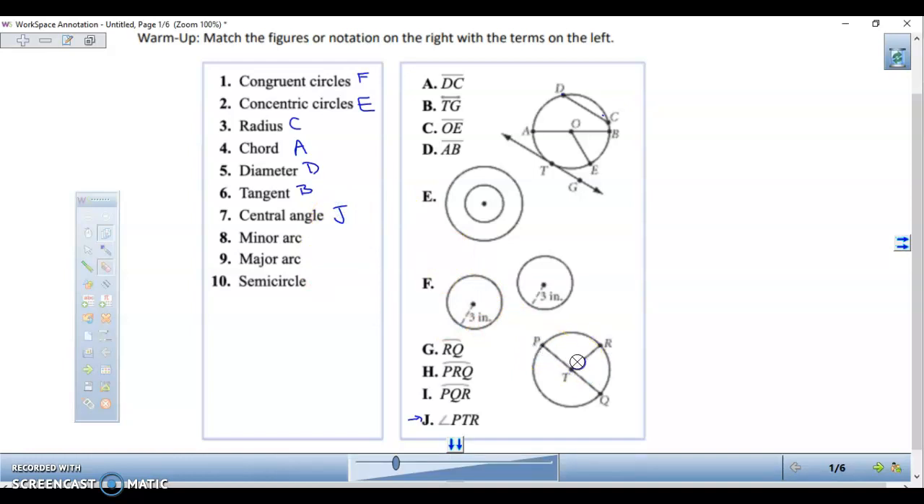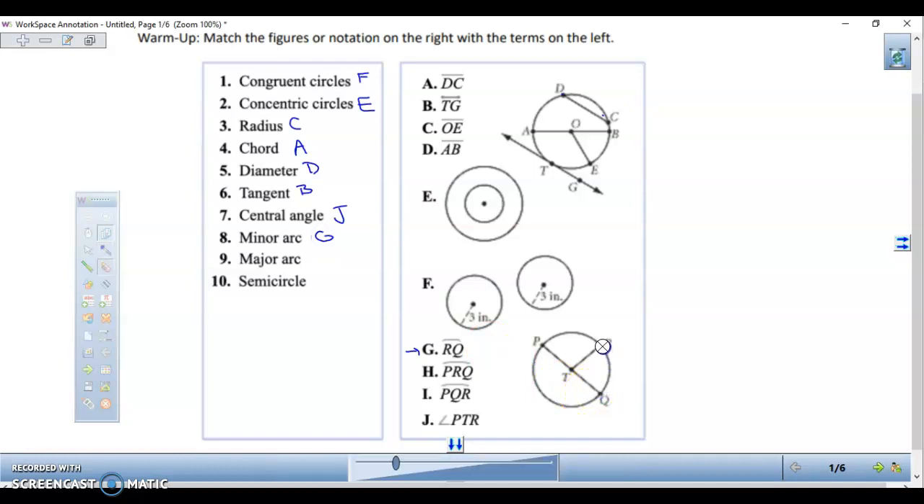All right, next is a minor arc. Again, we're very limited in our choices because by definition, a minor arc, in terms of how you name it, you only name a minor arc with 2 points. And look, G is the only one that has an arc with 2 points. A minor arc is less than half the circle. So arc RQ goes from R to Q. Because it's only 2 letters, I know it's the shortest way around. It's a minor arc. So that would be G.